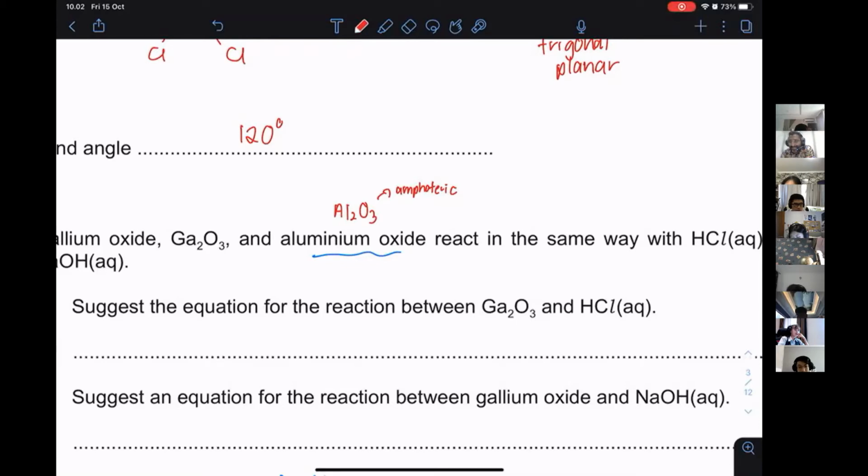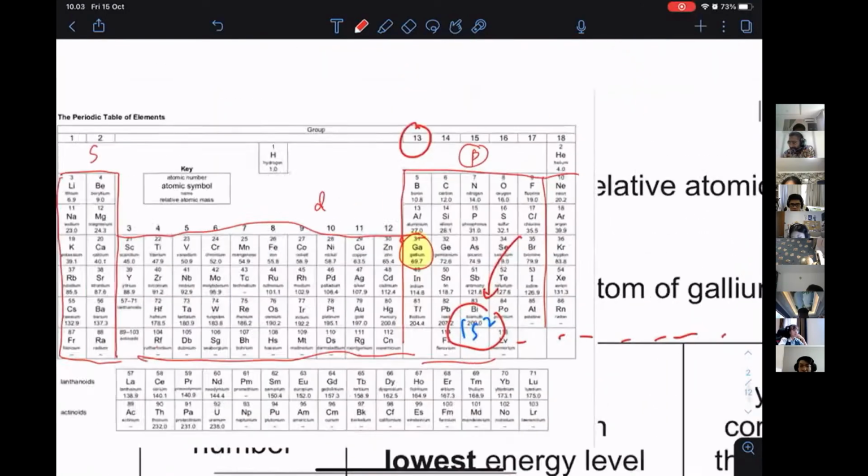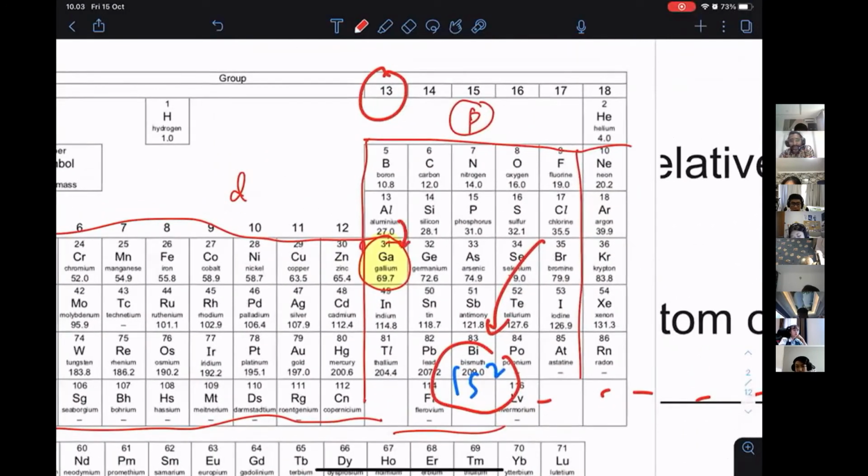Amphoteric oxides are basically oxides that behave like both basic and acidic. Yes. So basically the oxide can react with both acid and base. It means Al2O3 can react with acid and can react with the base. Therefore, group 3 oxides are amphoteric. If you look at the periodic table, gallium is directly below aluminium, which means gallium oxide is also going to be amphoteric.